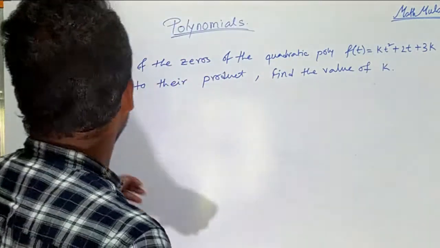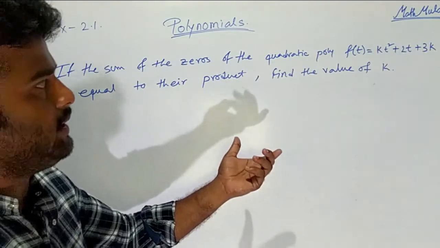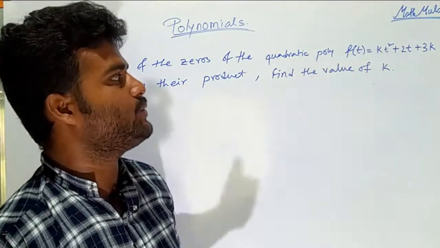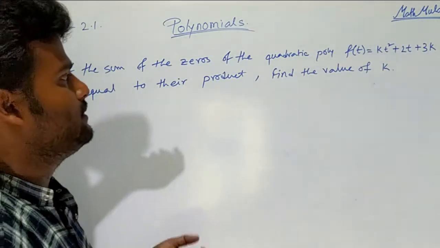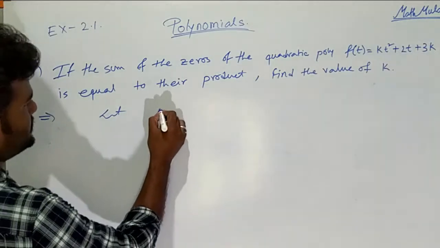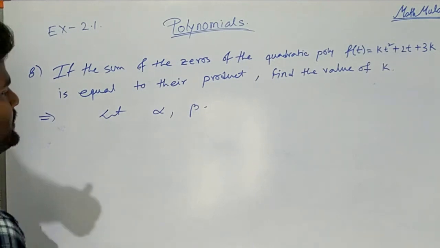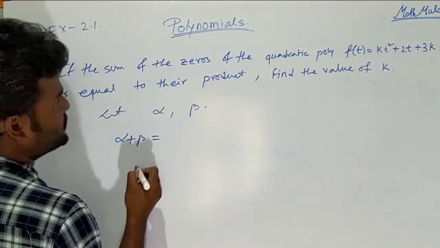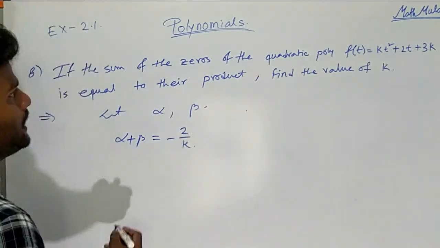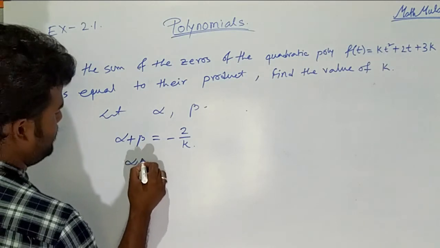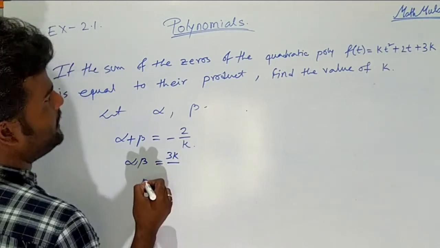Now we solve sum number 8. If the sum of the zeros of the quadratic polynomial f of t is equal to kt square plus 2t plus 3k is equal to their product, find the value of k. Let the zeros be alpha and beta. By the relation of zeros and the coefficients, we get alpha plus beta is equal to minus b by a, that is minus 2 by k, and the product of the zeros alpha into beta is equal to c by a, that is 3k by k.